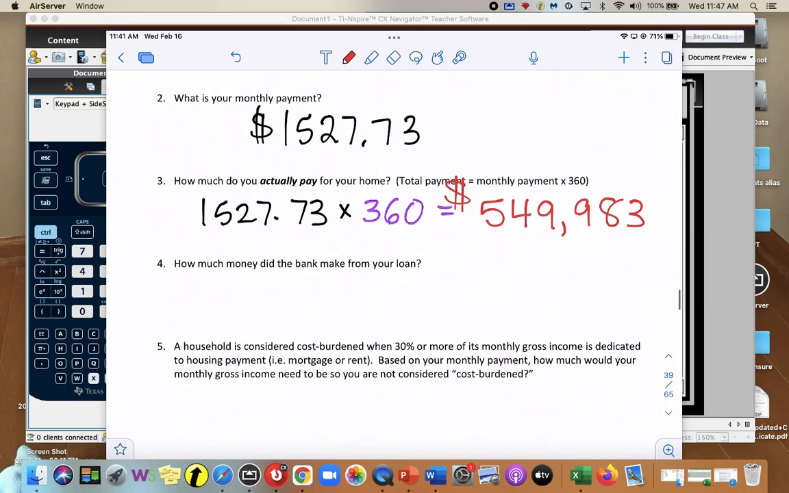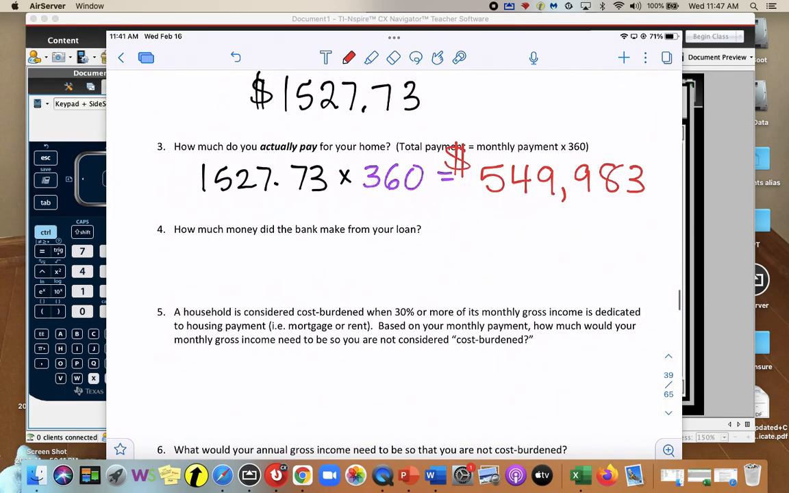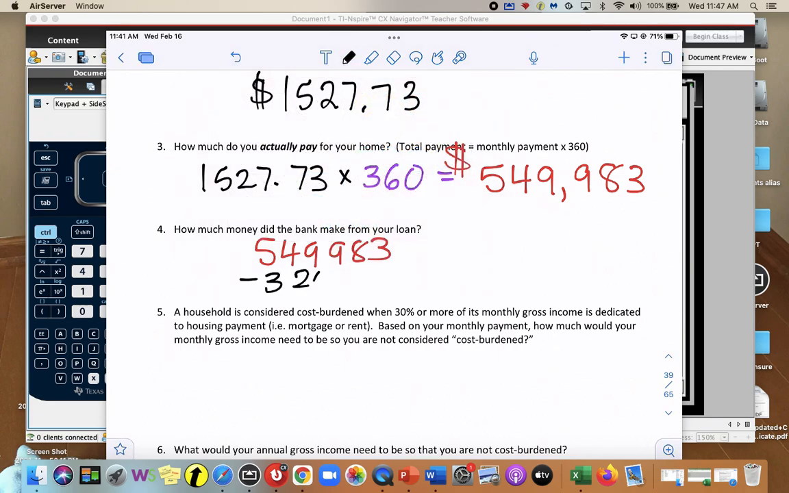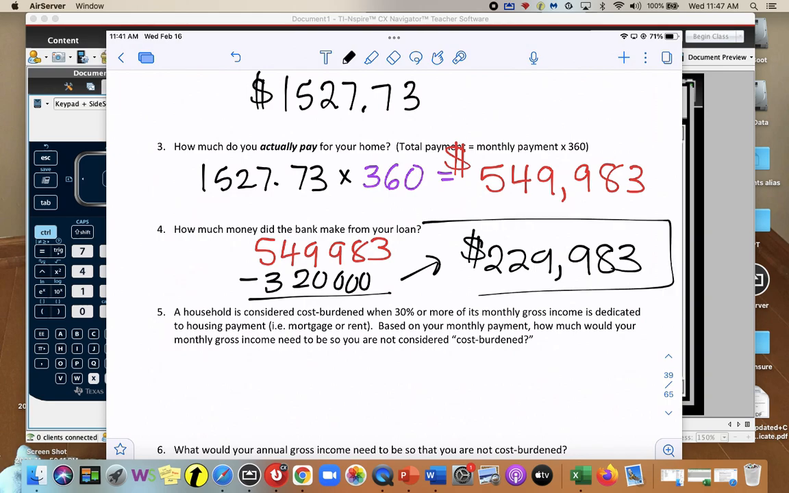All right, so how much money did the bank make from you? We'll subtract. And if we subtract that, we get this enormous amount that the bank is making off of us just for charging us interest. And this is just one house. I mean, it is granted over 30 years, but still, this is a lot of money the bank is making.